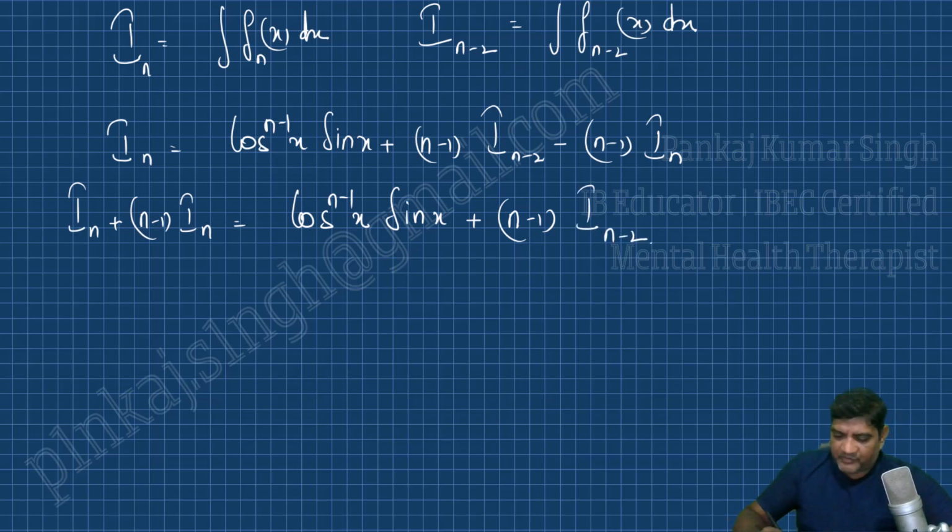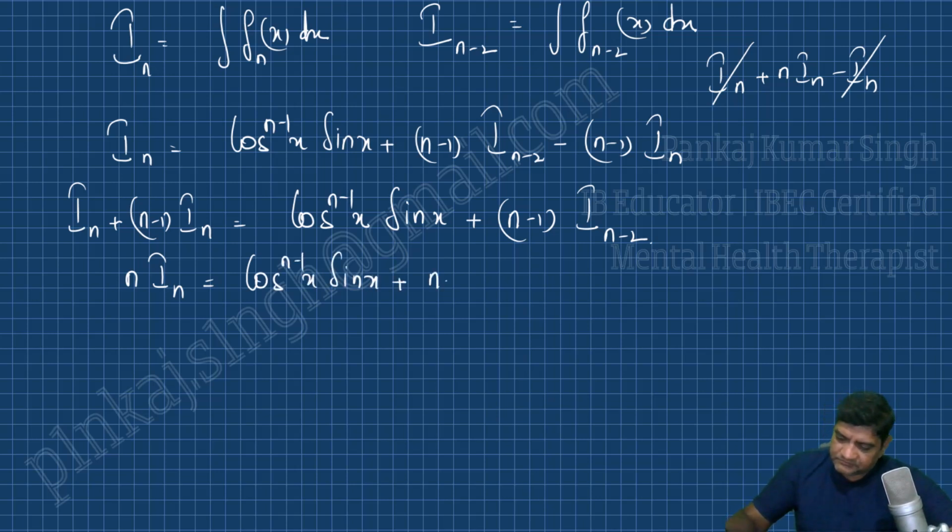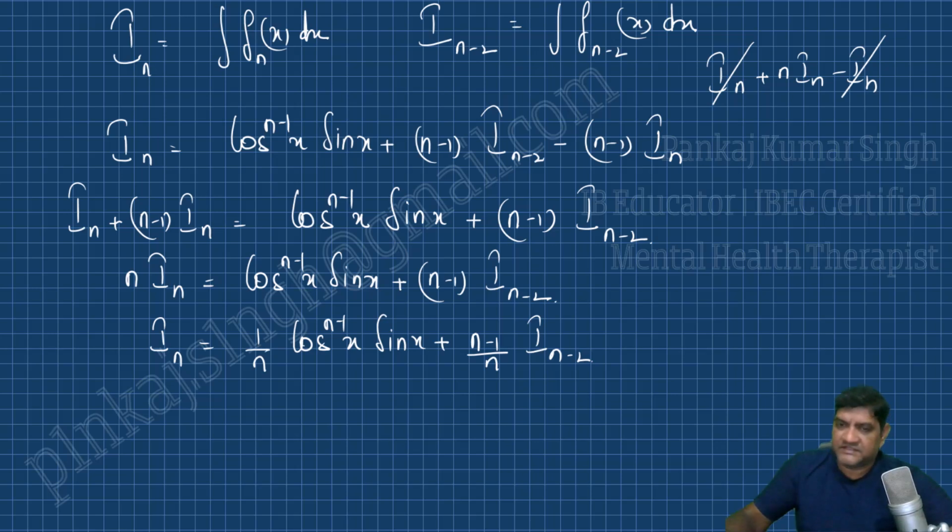So here when I open up the bracket, I will have I n plus n I n minus I n. So you can see that these two will get cancelled. So on the LHS, I will simply have n I n as equal to cos to the power of n minus 1 x into sin x plus n minus 1 into I n minus 2. So I n can now be written as 1 over n cos to the power of n minus 1 x sin x plus n minus 1 by n I n minus 2.